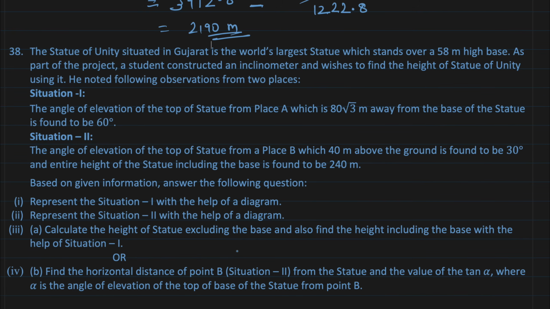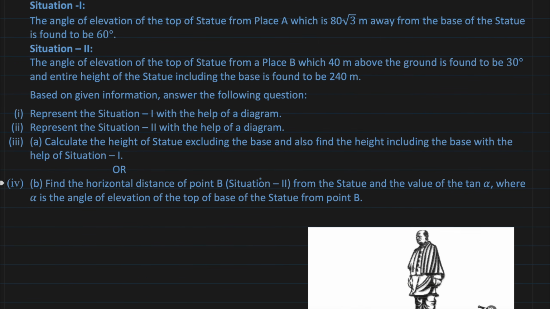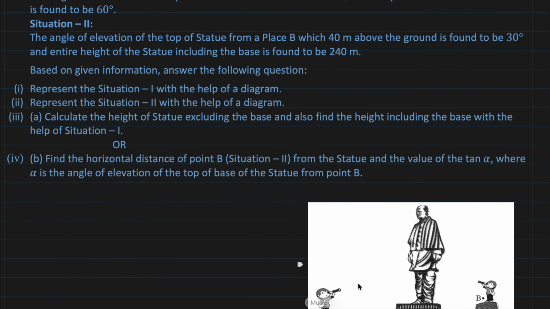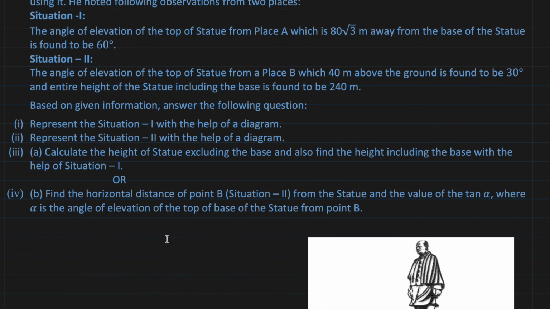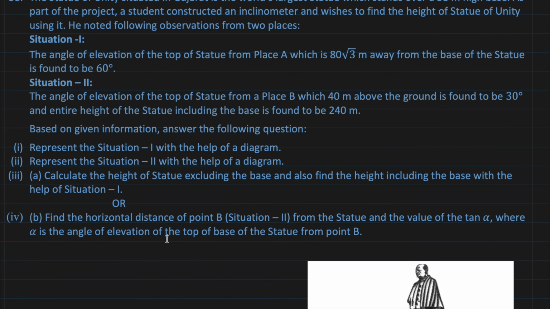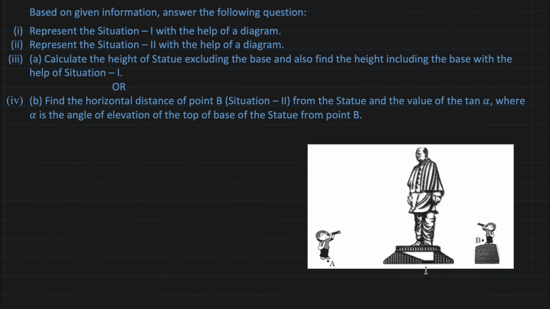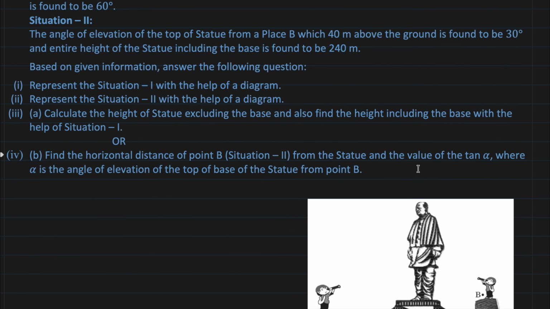Situation 1, the angle of elevation of top of the statue from place A, which is 80 root 3 meter away from the base of the statue, is found to be 60 degree. So इसका फिगर ये है, एक पॉइंट ए है, एक पॉइंट बी है. सो फ्रॉम ए उसको एंगल ऑफ एलिवेशन ऑफ स्टैचू इज गिवन एंड दिस ए इज 80 रूट 3 अवे फ्रॉम द स्टैचू. ओके, सेकेंड सिचुएशन है द एंगल ऑफ एलिवेशन ऑफ द टॉप ऑफ द स्टैचू फ्रॉम प्लेस बी. अब ये प्लेस बी है, ये एक पर्टिकुलर हाइट पे खड़ा हुआ है 40 मीटर अबव द ग्राउंड. दिस एंगल ऑफ एलिवेशन इज 30 डिग्री एंड द एंटायर हाइट ऑफ द स्टैचू इंक्लूडिंग द बेस से लेके ऊपर टॉप तक इट इज़ 240 मीटर.